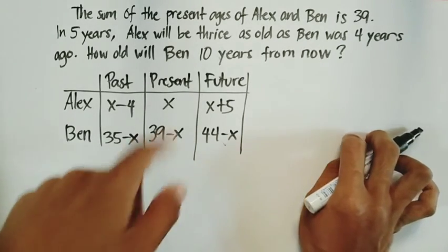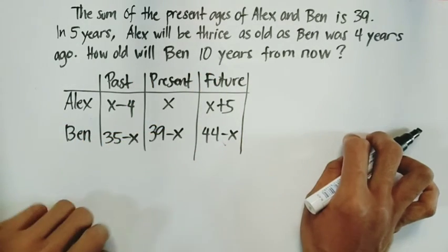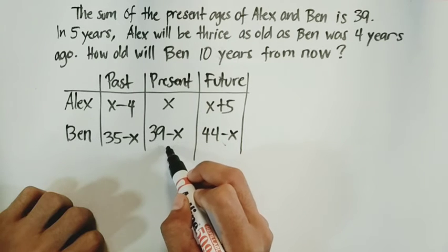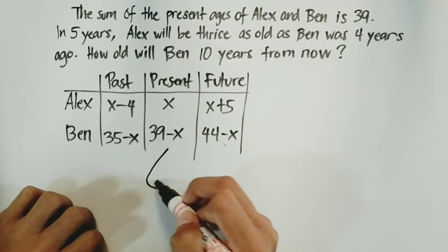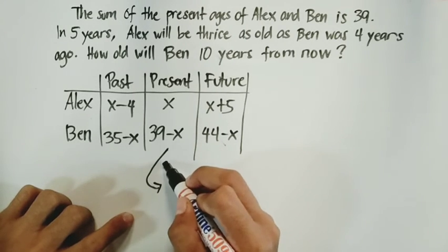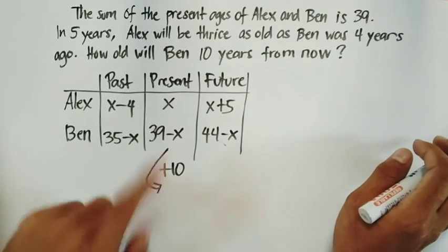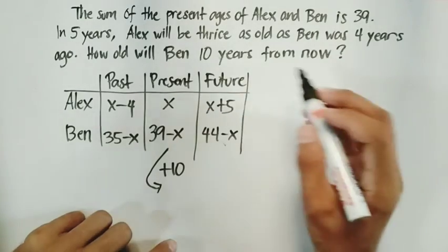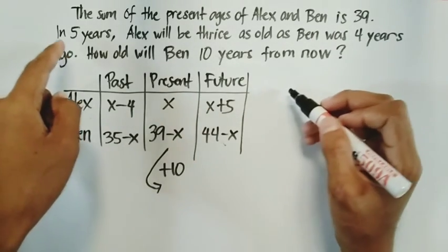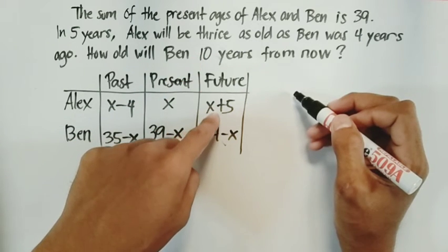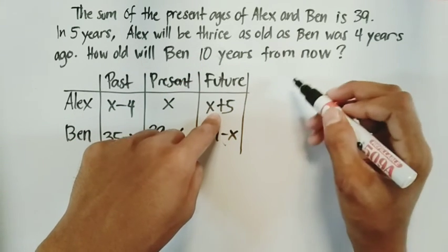So, ngayon, ang hinahanap, how old will Ben be 10 years from now? So, eto yung present age ni Ben ngayon, now. 10 years from now daw. So, mag-add tayo ng 10. Pero, di natin alam si X. So, gamit etong sentence, gagawa tayo ng equation. Sabi nga dito, in 5 years, Alex will be thrice. Eto yung Alex in 5 years.